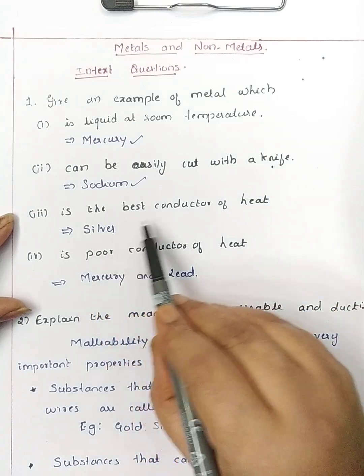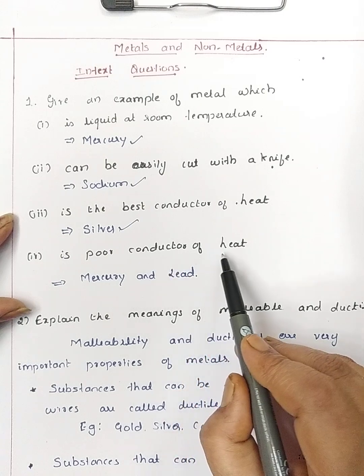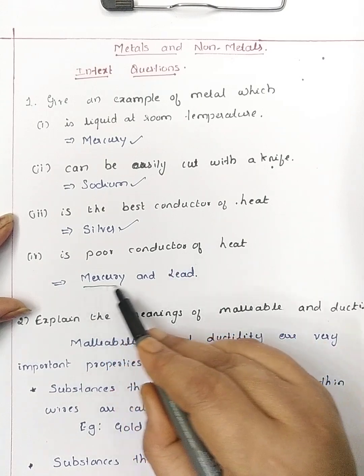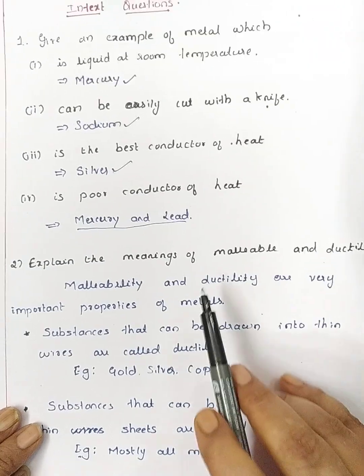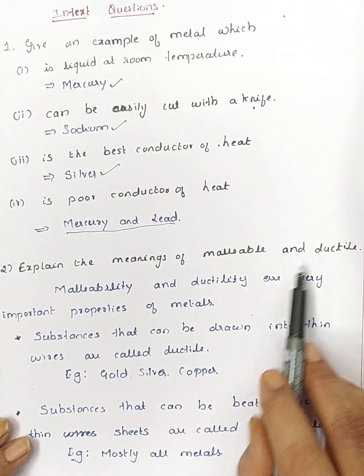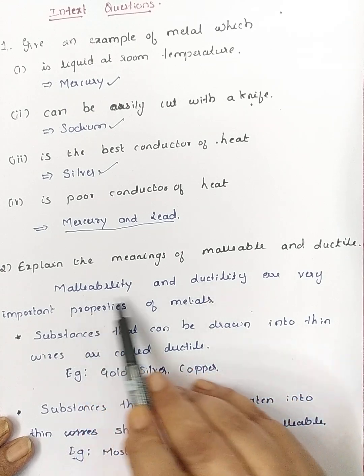Next question, which is the best conductor of heat? Silver. Which are the poor conductors of heat? Metals mercury and lead. Now the second question is, explain the meanings of malleable and ductile. So here is the definition. Malleability and ductility.